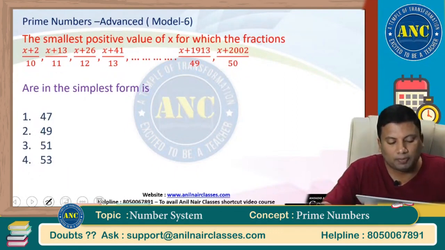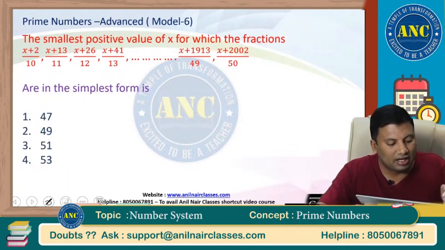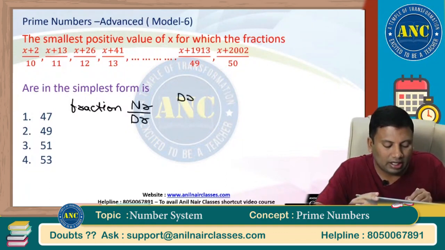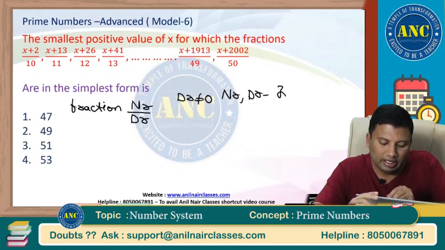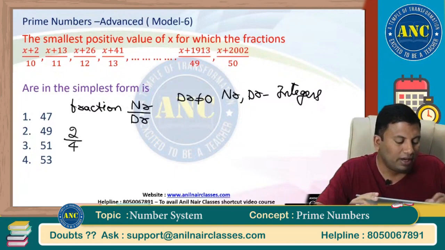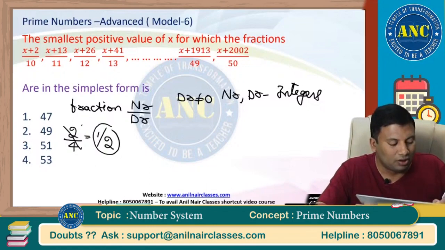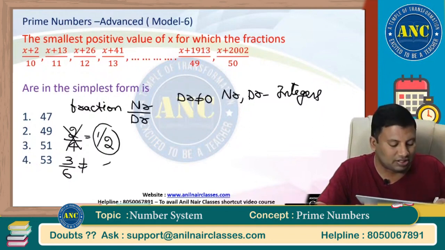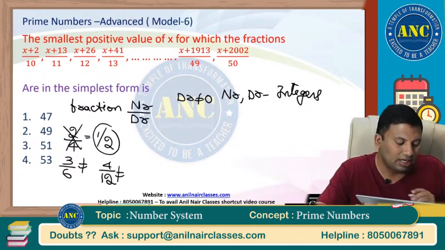First, the smallest positive value for which the fractions... A fraction is of the form numerator by denominator, denominator not equal to 0, and numerator and denominator are integers. When will it be in simplest form? 2 by 4 is equivalent to 1 by 2. 1 by 2 is in its simplest form. 2 by 4 is not in its simplest form. 3 by 6 is not in its simplest form. 4 by 12 is not in its simplest form.